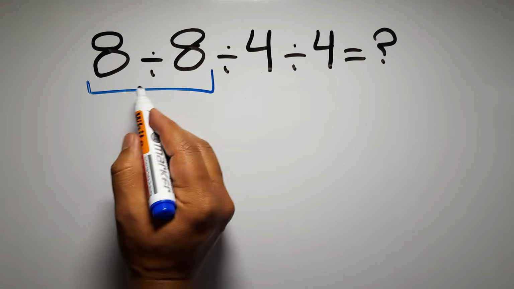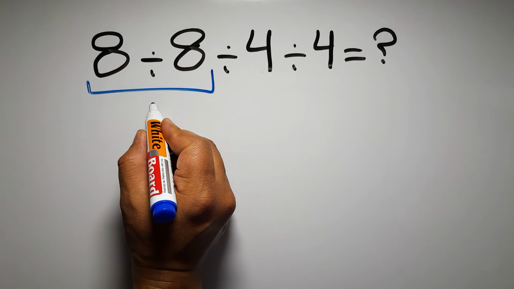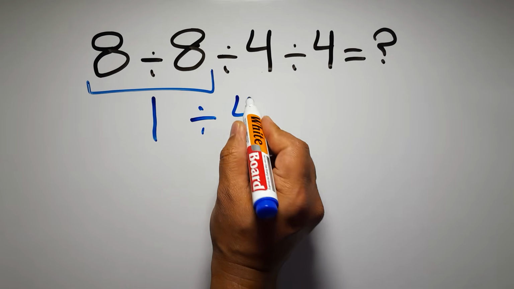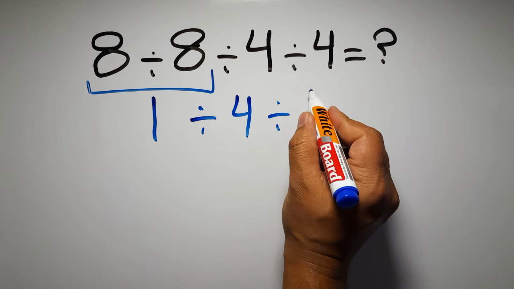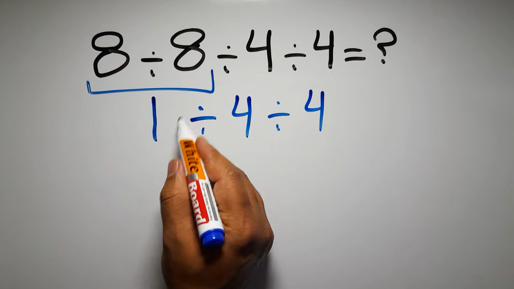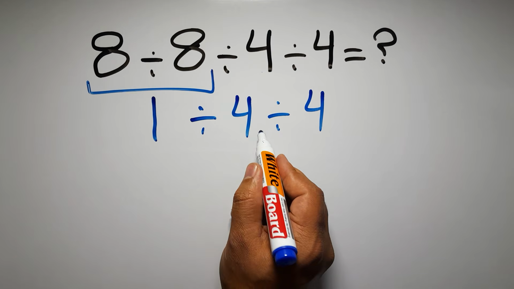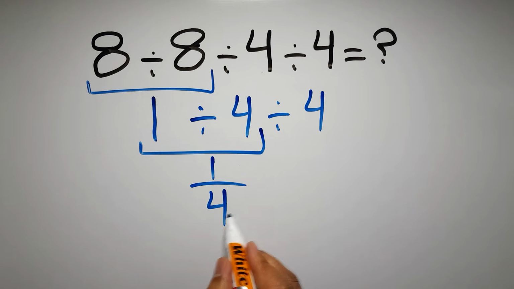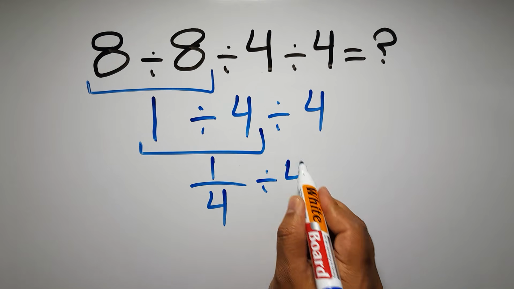So first this division, 8 divided by 8 is just 1. So 1 divided by 4 and again divided by 4. Now we have to do this division. 1 divided by 4 can be written as 1 over 4. So 1 over 4 divided by 4.